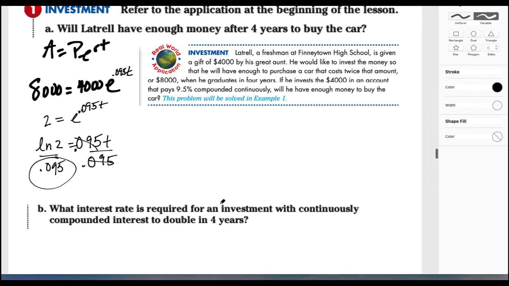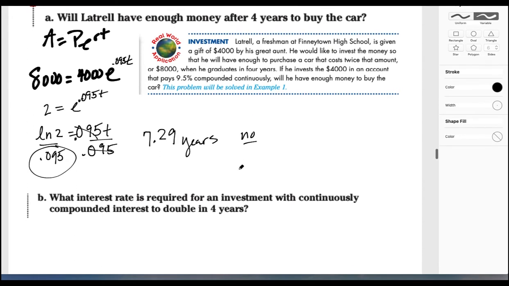I guess we should probably figure that out. What interest rate is required for an investment to continuously compound double in 4 years? All right, so we'll check that in a minute. Let me go grab a calculator. So my calculator let us know that it will take about 7.29 years, a little bit more than 7 years for him to double his money at this particular rate. Will he have enough money to buy the car? And so the answer is no, not at the end of 4 years.